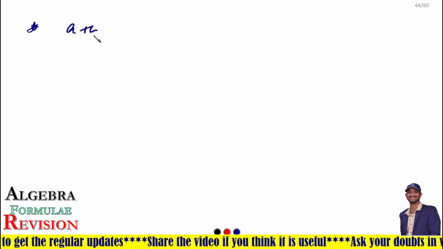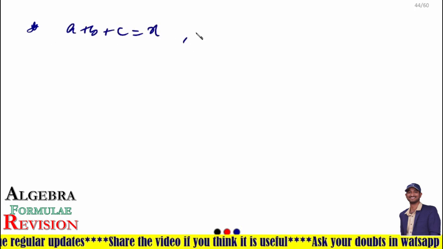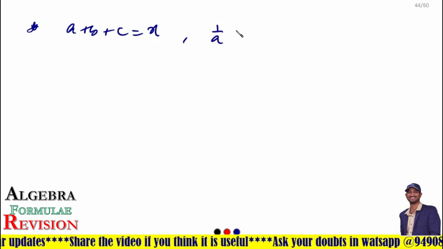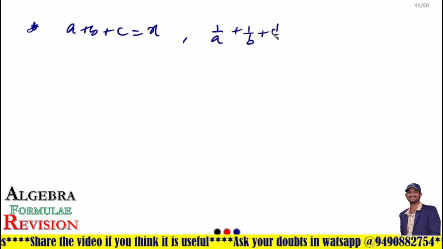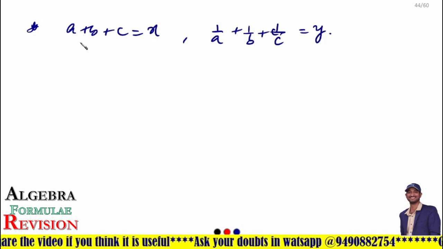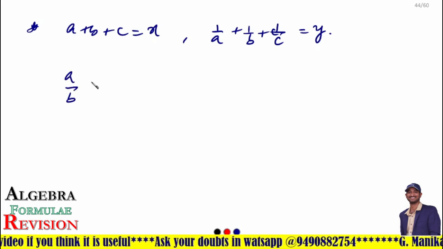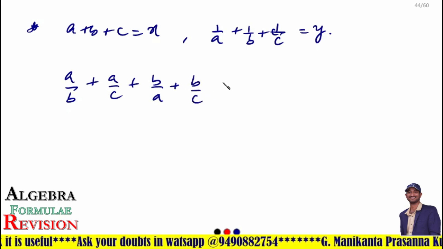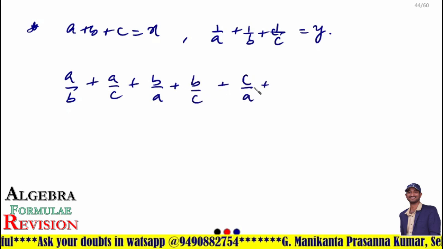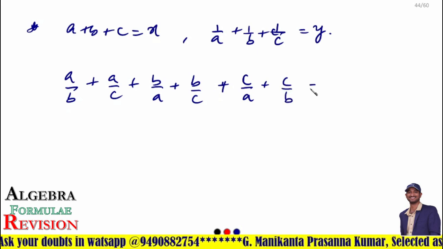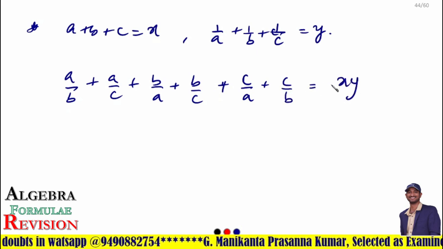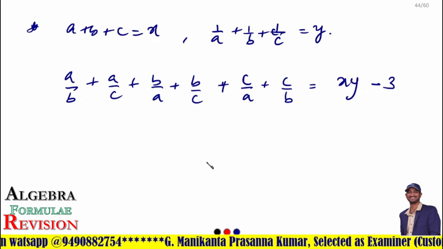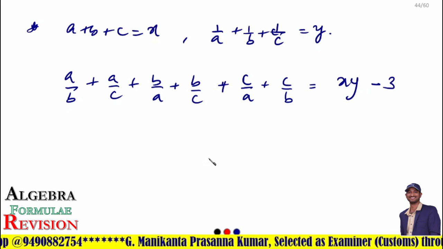Next, another important one. If the sum of the variables a plus b plus c is x, and the sum of its reciprocals, that is 1 by a plus 1 by b plus 1 by c, is y, then a by b plus a by c plus b by a plus b by c plus c by a plus c by b is equal to the product of the given values, xy minus 3. Okay, xy minus 3.